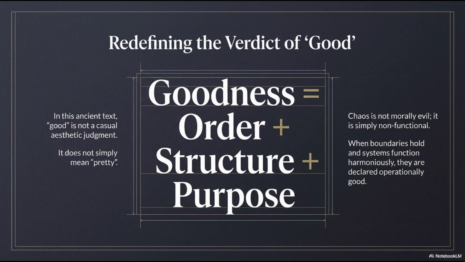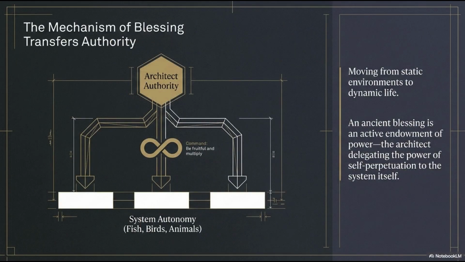Okay, so with the habitats built, planted, illuminated, and declared good, the narrative accelerates dramatically. It does. We move from static, stationary environments to dynamic, moving, breathing life. Days 5 and 6 are where the system comes alive with swarms and flocks. Yeah, the action really picks up here. On day 5, the waters are commanded to literally swarm with swarms of living creatures, and birds are commanded to fly across the expanse. And here we hit a new mechanism in the text. Which is the very first blessing. Right? The fish and the birds are blessed and told to be fruitful and multiply and fill the waters and let birds multiply on the earth.